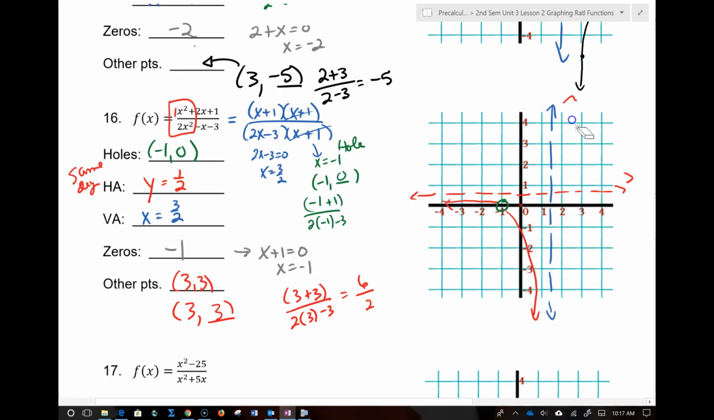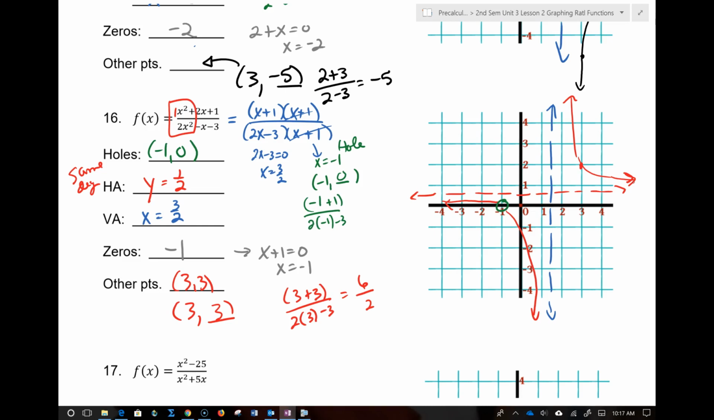Actually, I think I went 3, 2. I got my point off here. All right. Did you guys work on number 16, at least the ones I chose to work with? On this one, did you get your hole at negative 1, 0, and your horizontal asymptote as y equals 1/2? Remember, asymptotes are equations of lines, so you have to have your y equals and your x equals with this. Okay, so they are lines, so you have to have the variables.